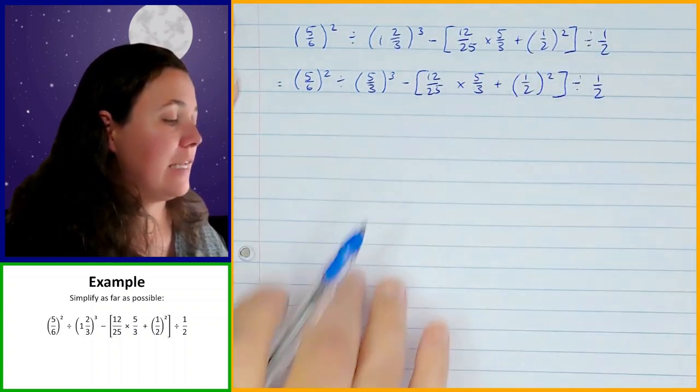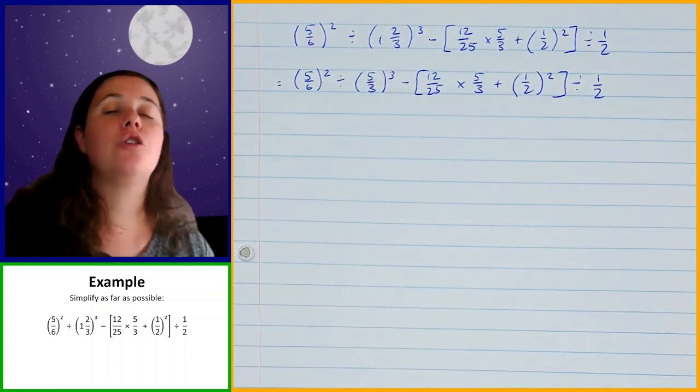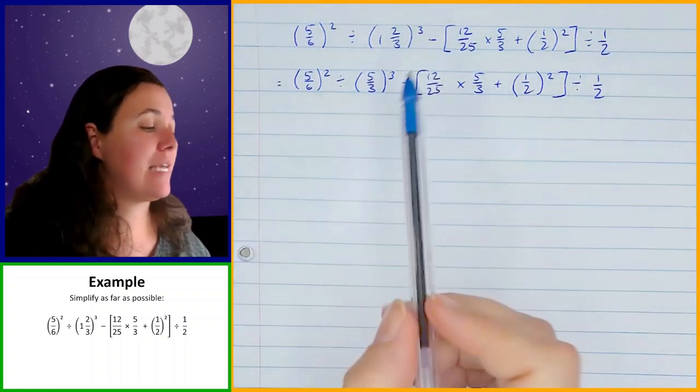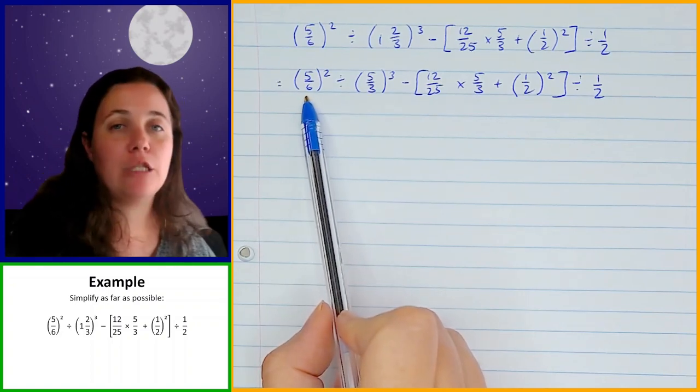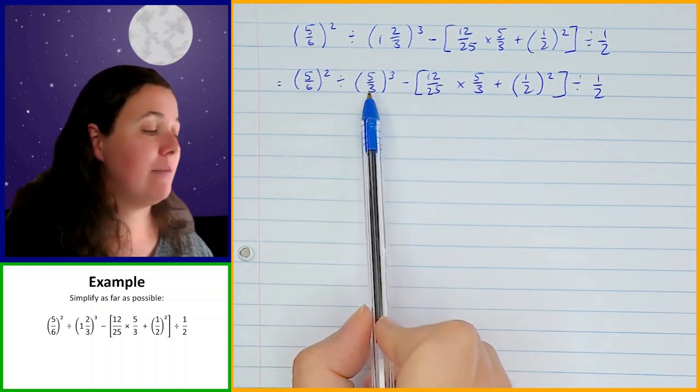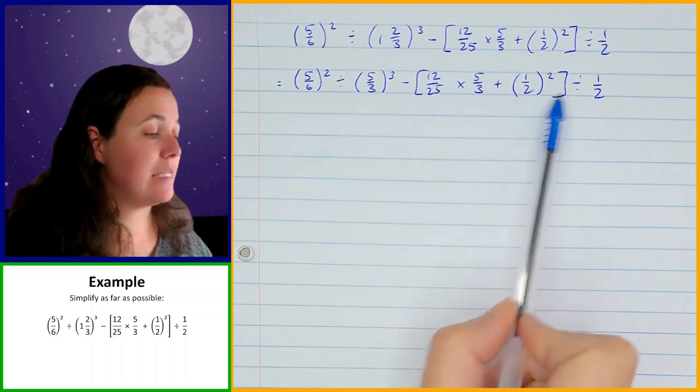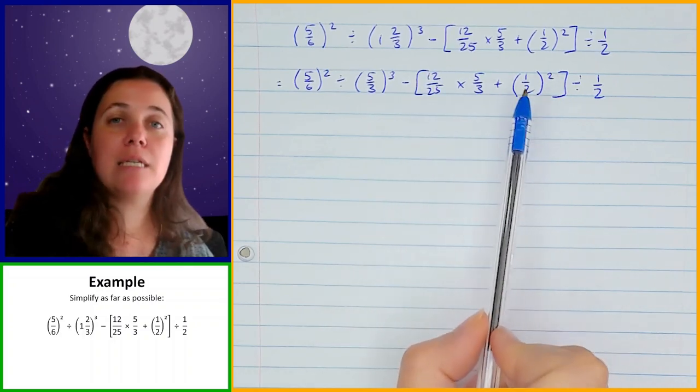Now that I've done that, my next thing is to do my order of operations. In this case, I have got brackets, but there are no calculations inside there, so I'm not going to be doing anything with that yet. Same thing with this one. Here I've got brackets that have calculations inside, so this I have to do first.